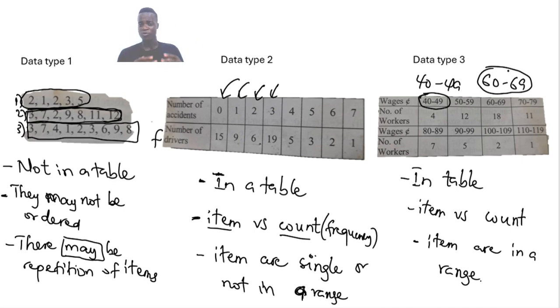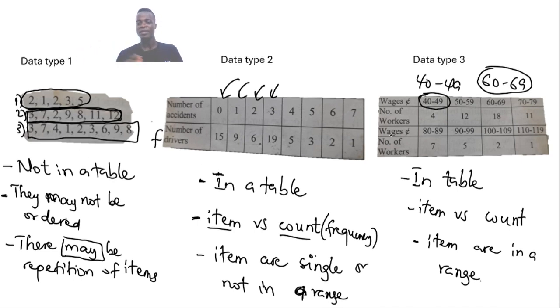It's very important for you to know your data types so that you know this is the tool I'm going to use for this data type, and this is the tool I'm going to use for that data type. That's why we are taking our time in this particular video to just identify the data types. So let's go over again. The things that are going to help you identify them: data type 1 is usually not in a table. Once it's not in a table, you see that, oh, data type 1 is likely. You see the items are not ordered, and there may be repetition or not.